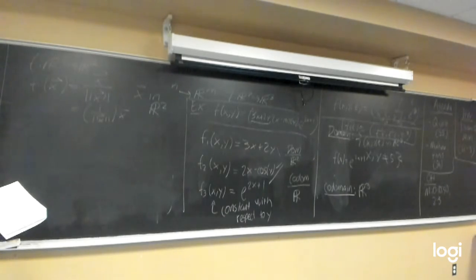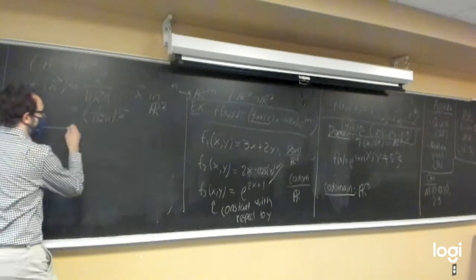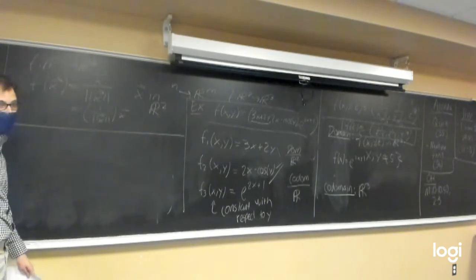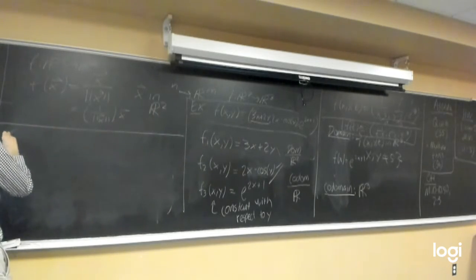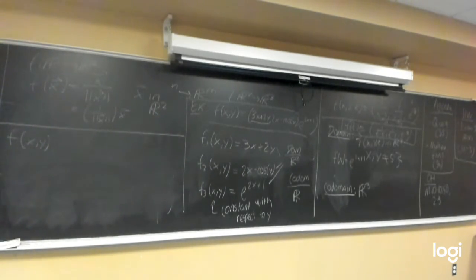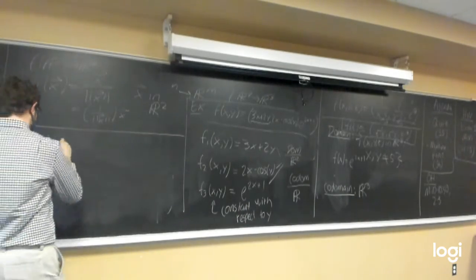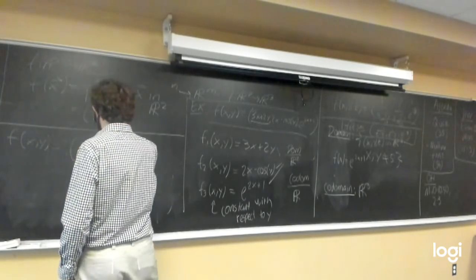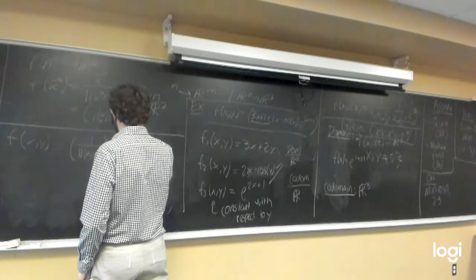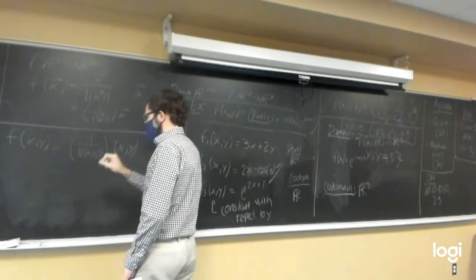Replace the vector x with x, y. Sure. So instead of writing f of vector x equals stuff involving vector x, we could just as easily say f of x comma y, where now x and y are both scalars, is equal to 1 over the magnitude of x comma y times the vector x comma y.